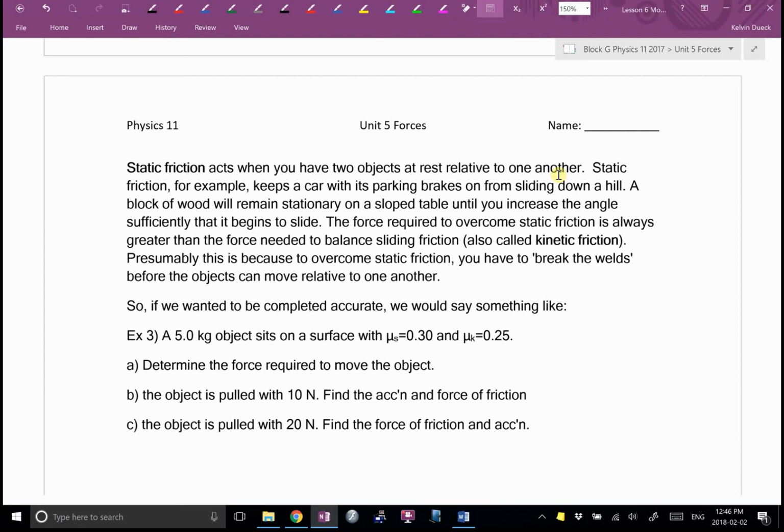Static friction is what you feel when you first throw your weight against an object to try and start it to slide. The force to overcome static friction is always bigger than the force needed to balance sliding friction. The fancy word for sliding friction is kinetic friction.